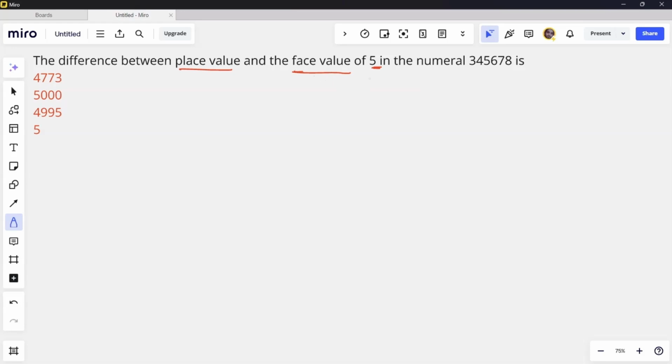So the face value of 5 will be the number itself. So face value is equal to the number itself, which is 5. And what is the place value?